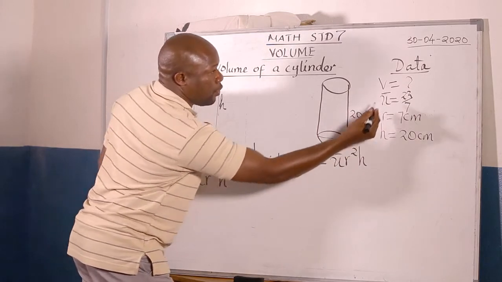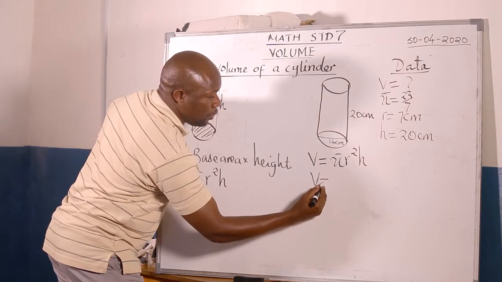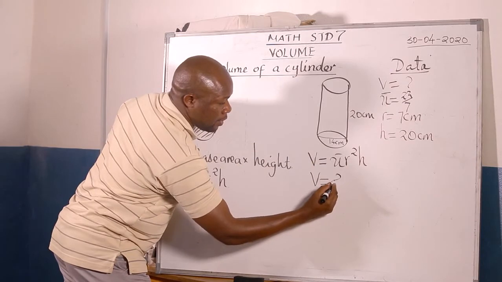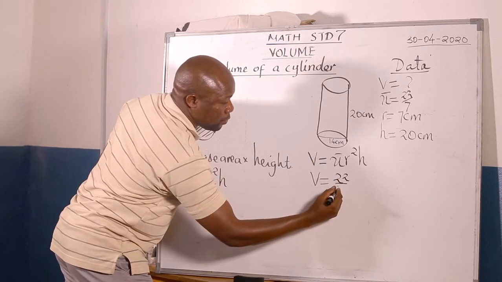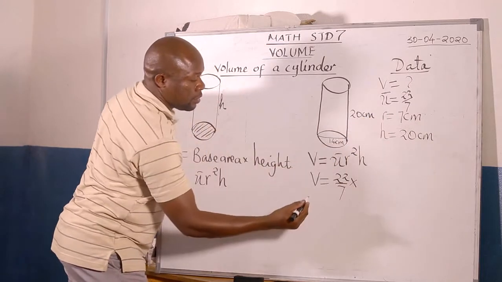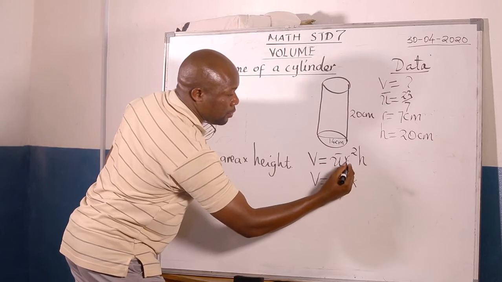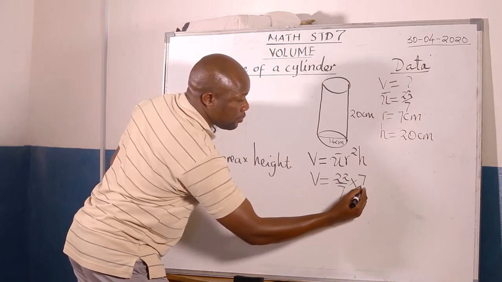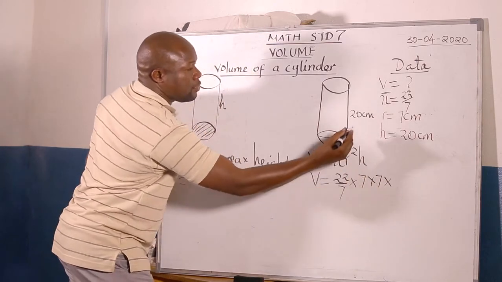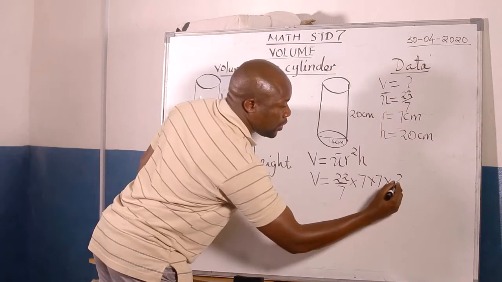Now, do we have the volume? The volume is the question, so we say volume is equal to, what is our pi? We are going to take our pi to be 22 over 7 times, what is the radius? As indicated in our data, our radius is 7, so we are going to square the radius, 7 squared, times the height. What is the height of our cylinder? The height is 20.